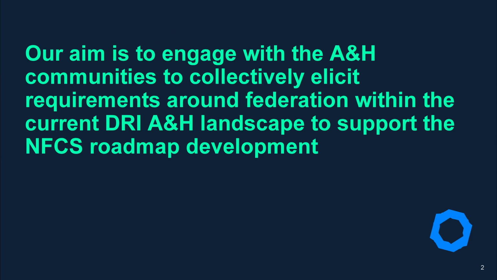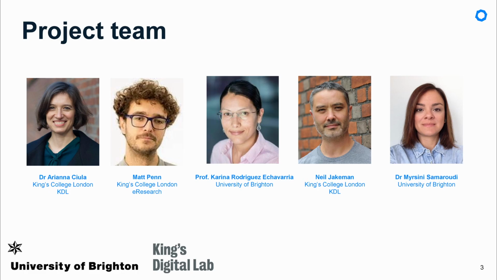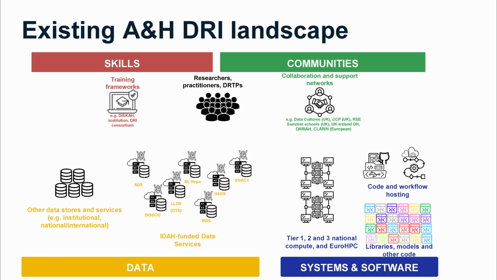Just quickly, a summary of our aim is to engage with these communities, the arts and humanities, to collectively elicit requirements around federation and to support the roadmap development. Very quickly, the team is Kings and Brighton, and Matt is here, and Virginia there at the back from the team, and they are supporting the project. And I'll very quickly give you our interpretation.